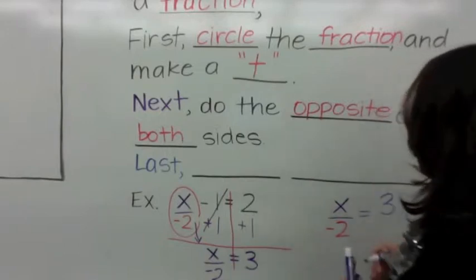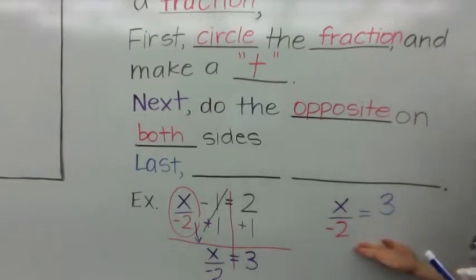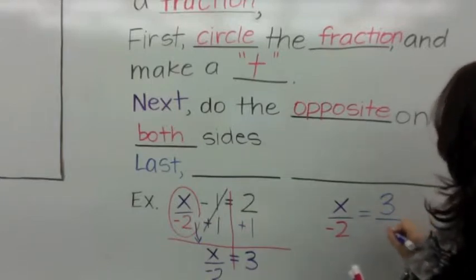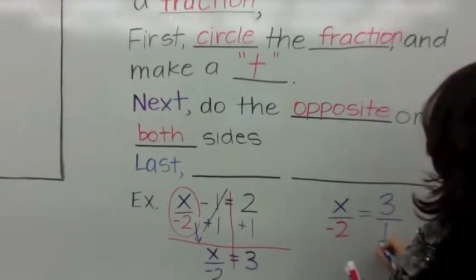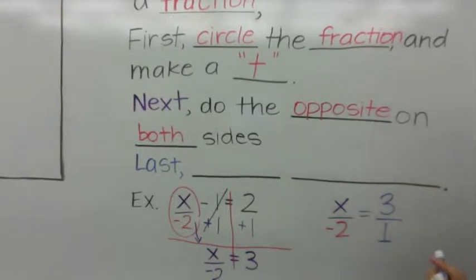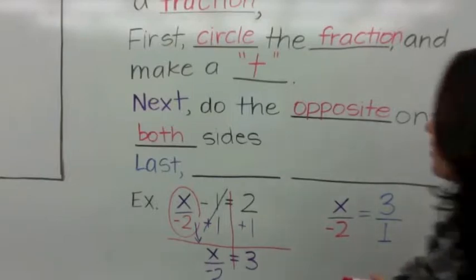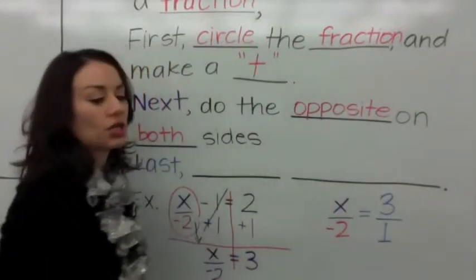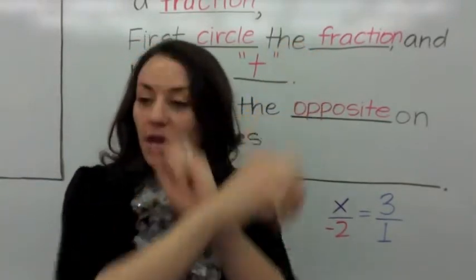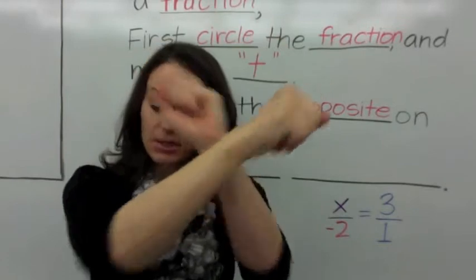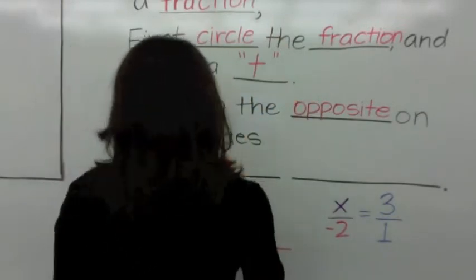3. So see, now what we have is an equation where a fraction equals a whole number. If you have a fraction on the left, you need to make a fraction on the right. How do you make 3 a fraction? You put a 1 underneath it. After you put that 1, the last step, when you have one fraction that equals another fraction, is to cross-multiply. So you're going to write cross-multiply.